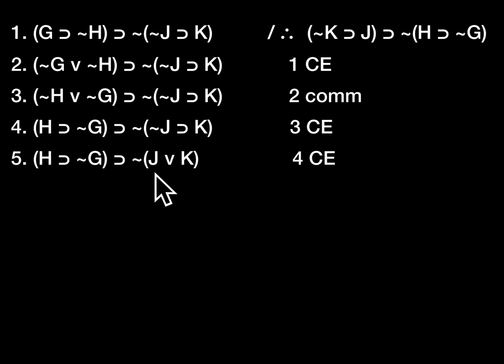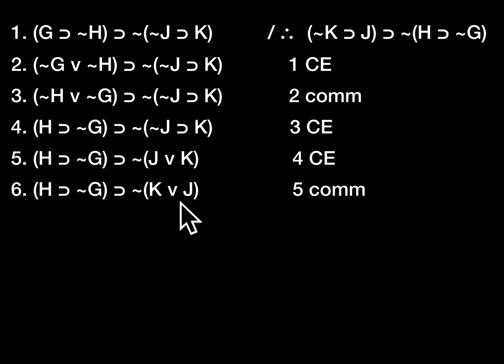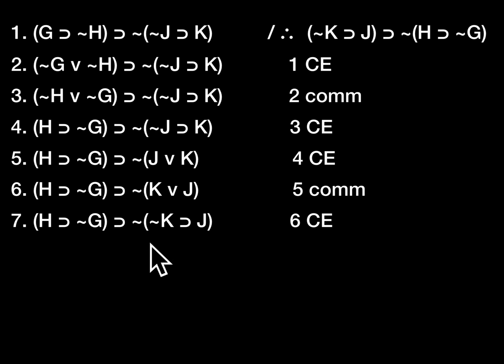Now I'm going to swap the order of those two, K or J. Again, notice everything else is staying the same. And now conditional exchange again. Wedge becomes horseshoe, second component stays the same, first component gets negated. K becomes not K.